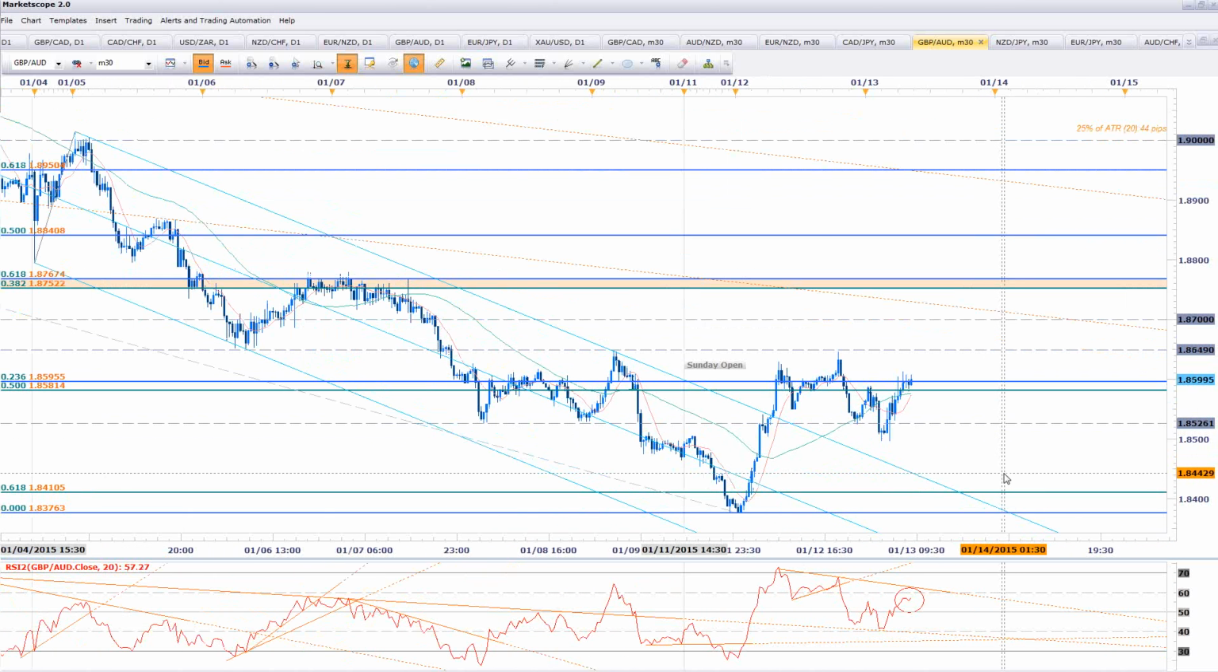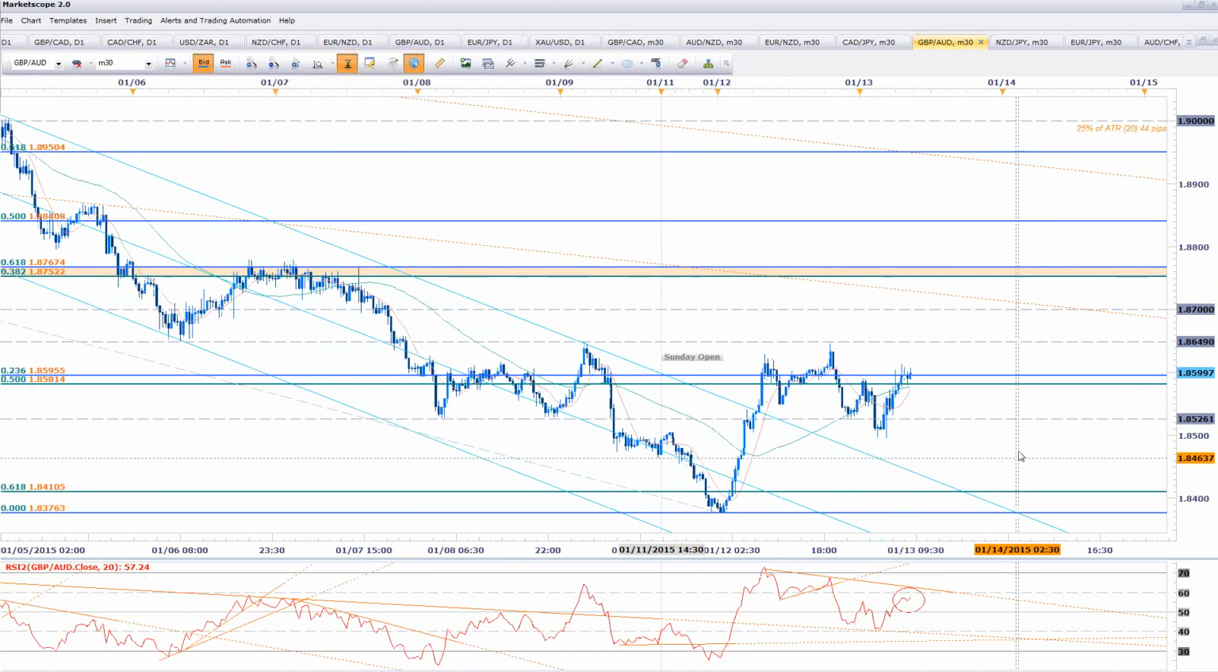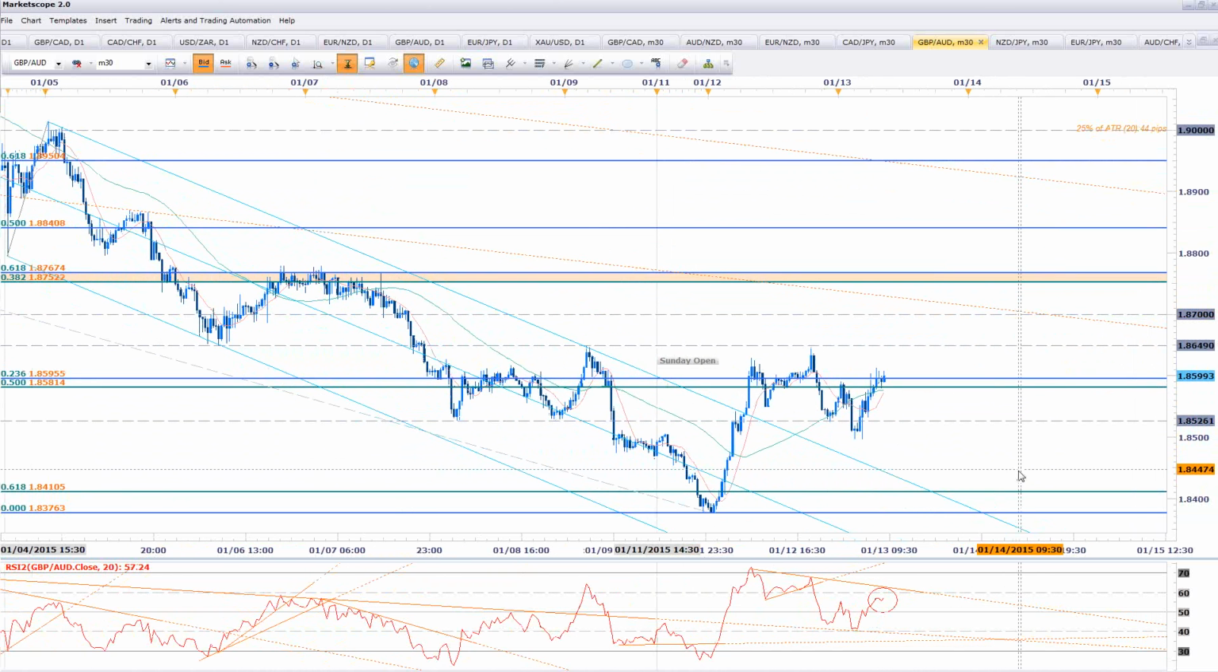I did like the broader setup as we were shorting it last week. Right now on these turns, I've become a little bit more hesitant, but we'll look to see if that Aussie weakness continues to carry this higher.